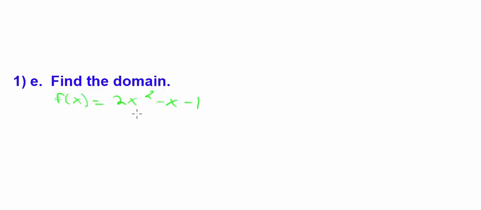This is good for 0. It's good for all positives, all negatives, fractions, decimals, basically any number you can think of, you can substitute in here, do your order of operations, and get an output for f of x. So what that tells me is that the domain is all real numbers, and this in interval notation is -infinity to infinity.